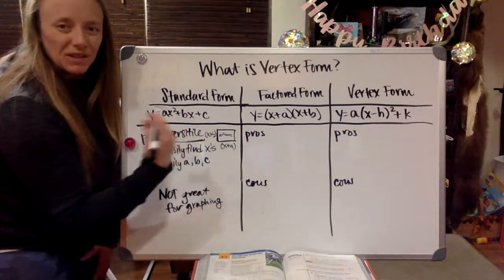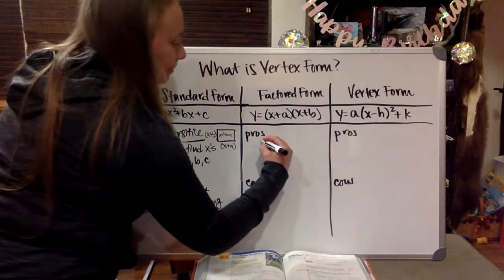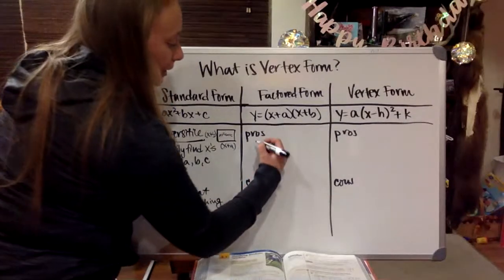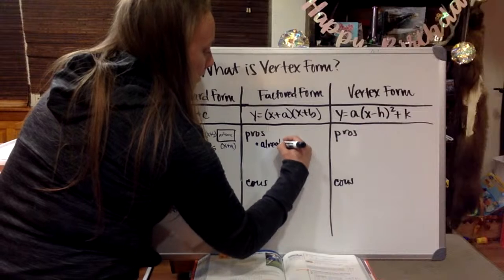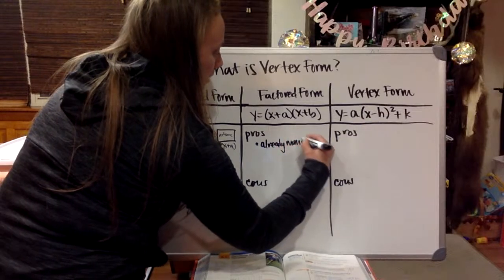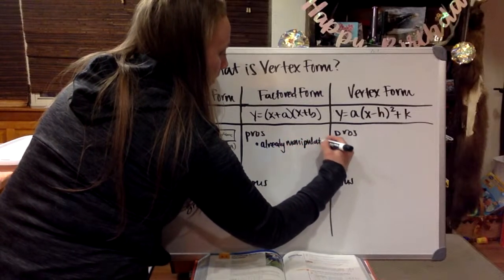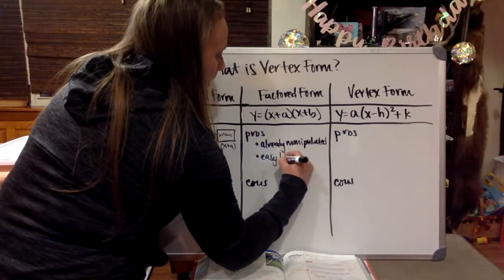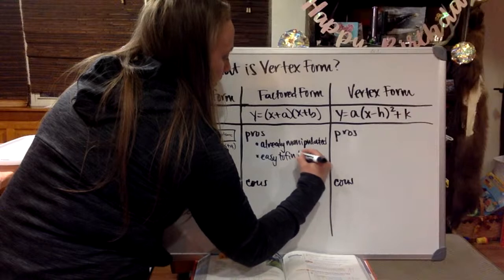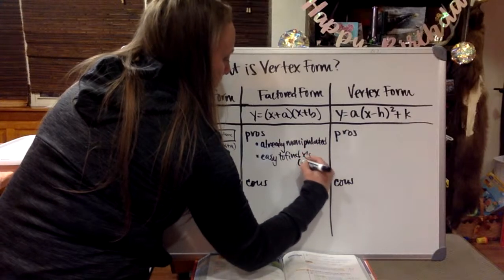So factored form is already manipulated. That's kind of a pro. We can easily find our x's. Already manipulated, easy to find x's or roots.